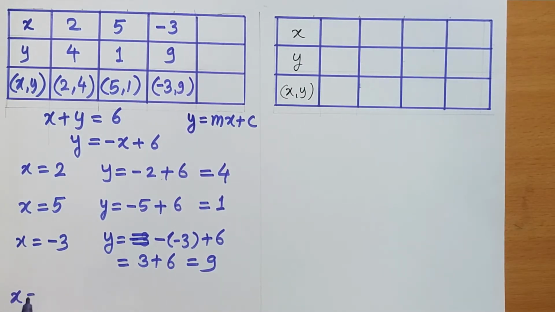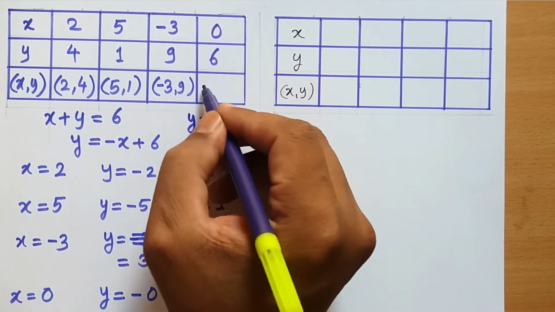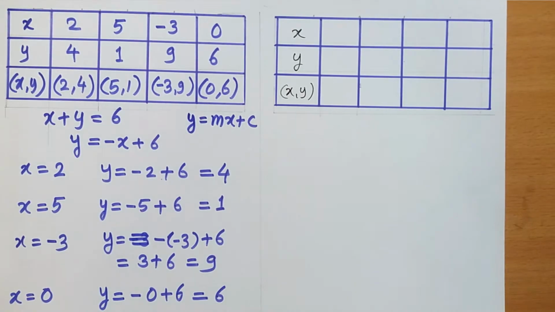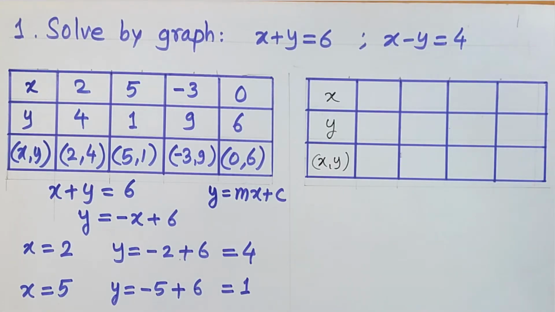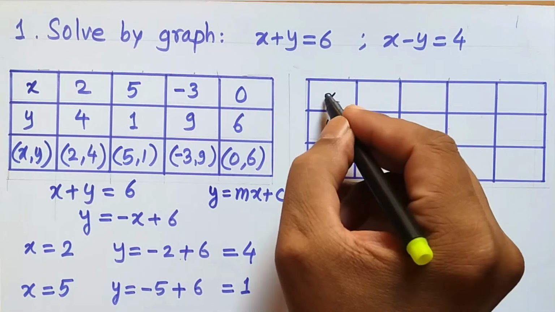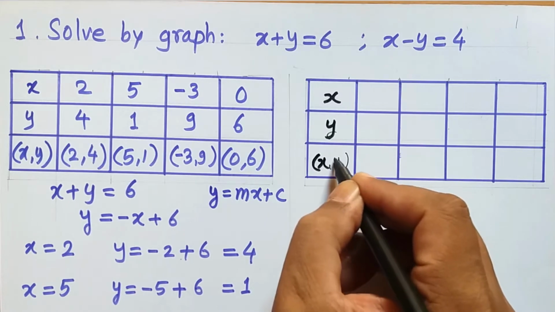The last point, let us take the value of x is equal to, suppose, 0. If we take x is equal to 0, then we get here y is equal to minus 0 plus 6. It will be 6. So we get here 0 and 6. So write the ordered pair (0, 6). In this way, calculate the values for the equation x minus y is equal to 4. Take here x, here y and here (x, y).